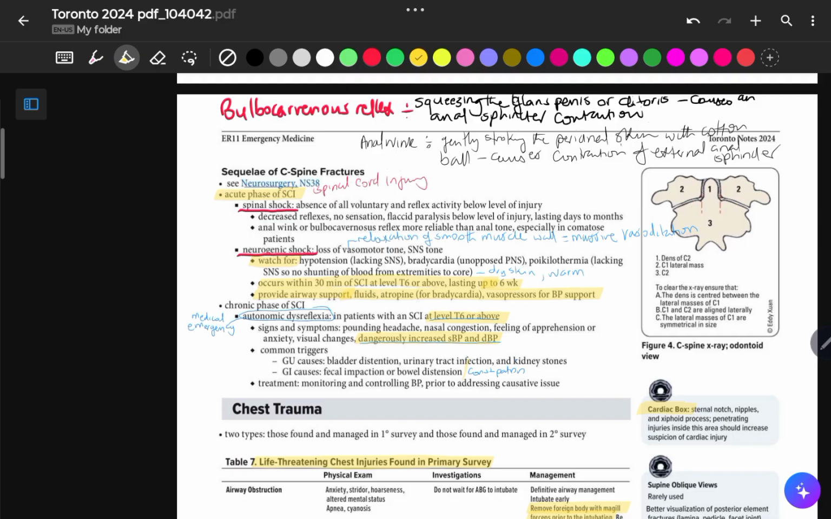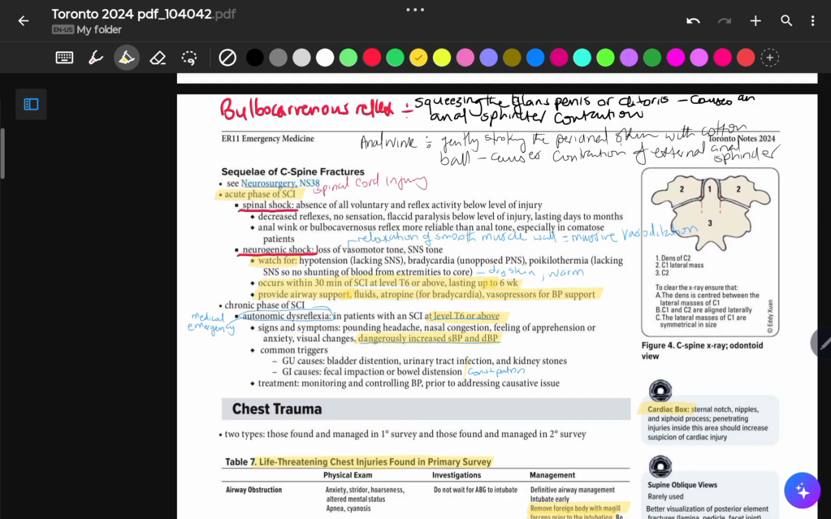So how would you manage this patient? You're going to give them airway support, fluid. If they're bradycardic, you can give them atropine. You're going to give them vasopressors for BP support: your adrenaline, noradrenaline, phenylephrine to actually improve their BP. Okay. So what can happen next?